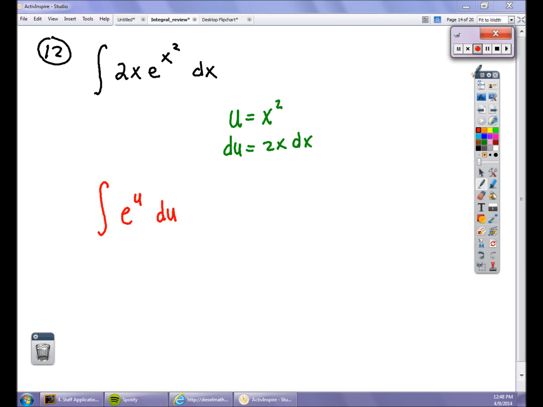After you substitute, you get e to the u. U was your x squared. 2x dx went out with du. The integral of e to anything is e to anything. So e to the u plus c. And then just rewrite it. U was x squared, plus your constant.